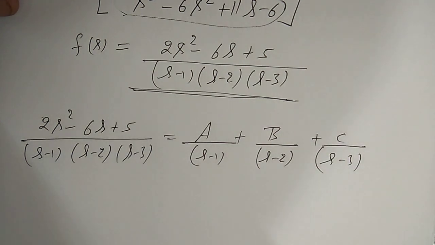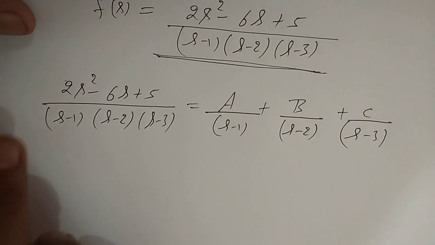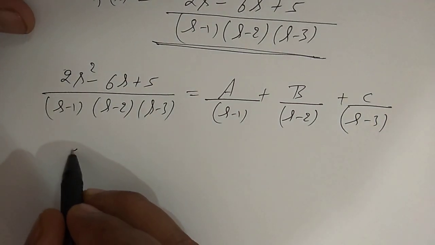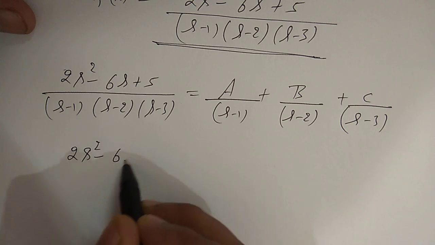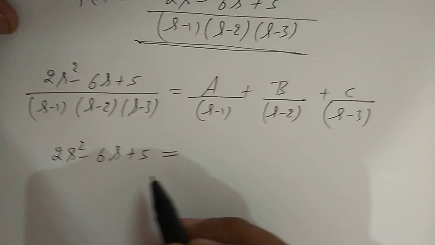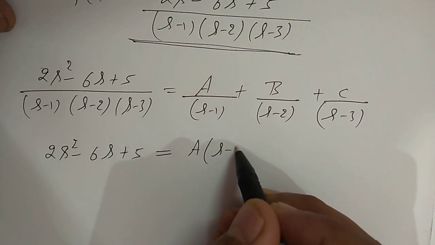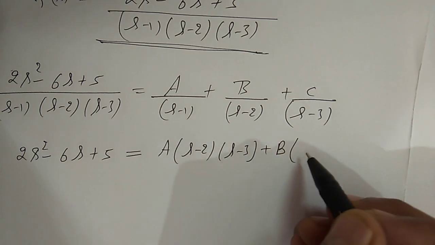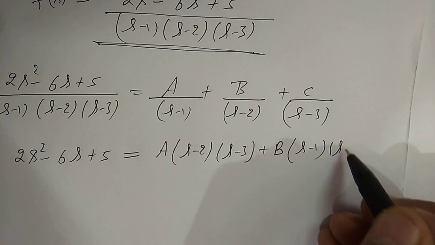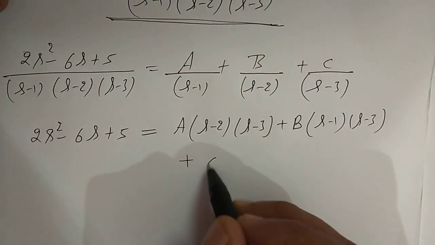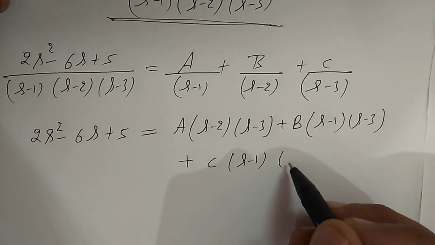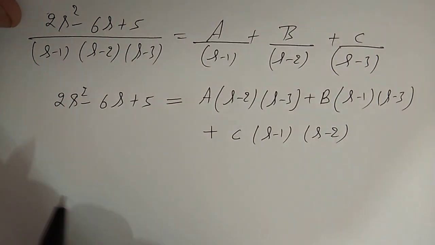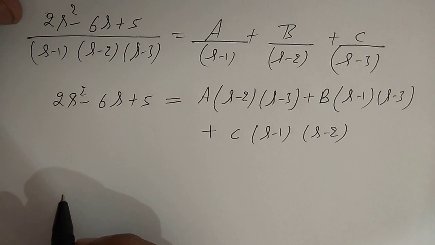Now what we do, we multiply with s minus 1, s minus 2, s minus 3 both sides. So on the left hand side we get 2s square minus 6s plus 5, and on the right hand side we get A into s minus 2, s minus 3 plus B into s minus 1, s minus 3 plus C into s minus 1 and s minus 2. Now A, B, C are unknown constants. So we need to find the A, B, C.